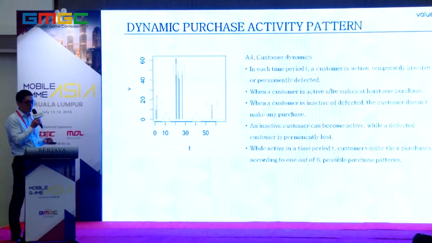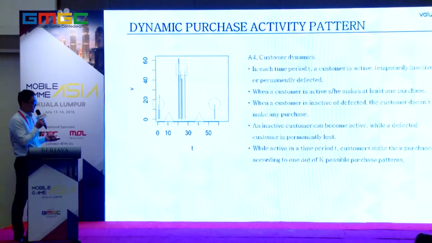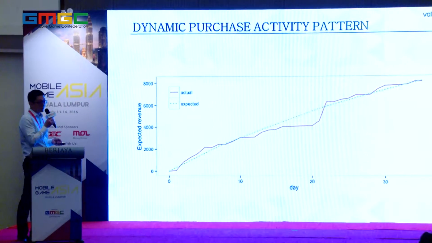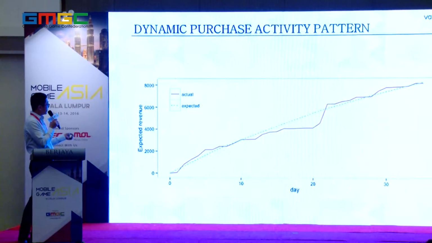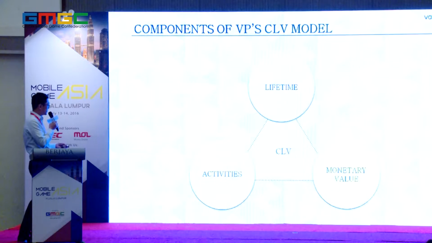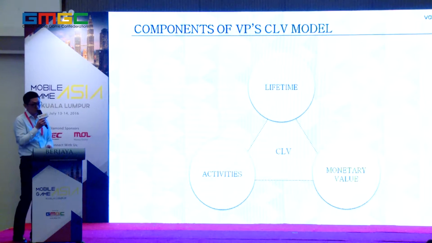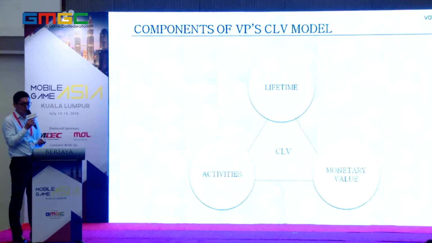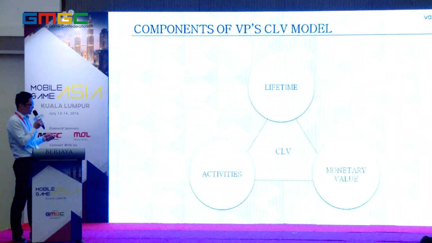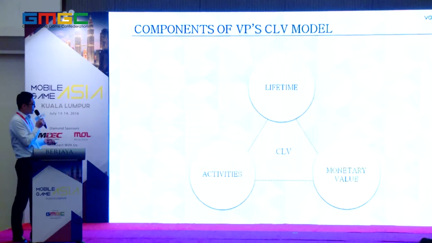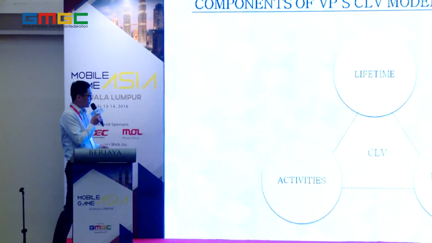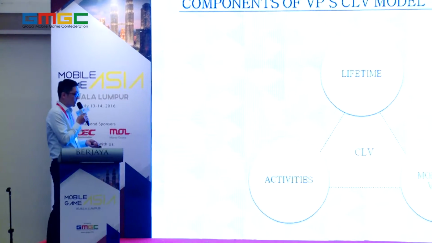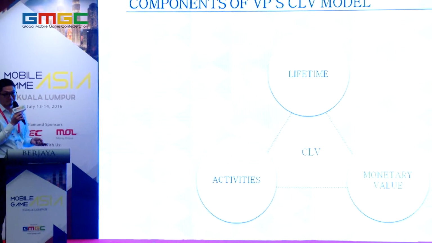Taking those into consideration and combining them with the activity prediction model, we can see that now the prediction actually aligns with the actual data. So what it concludes is that in order to come up with an accurate customer lifetime value prediction, it has to consist of 3 key elements, which include lifetime prediction, monetary value prediction, as well as the activities. Okay?